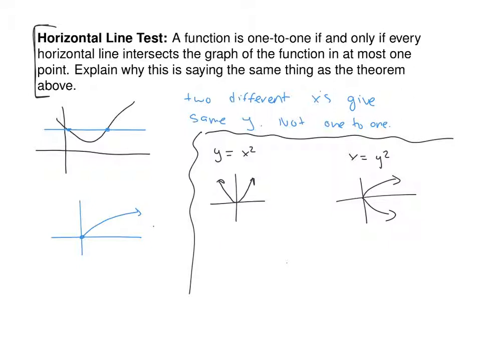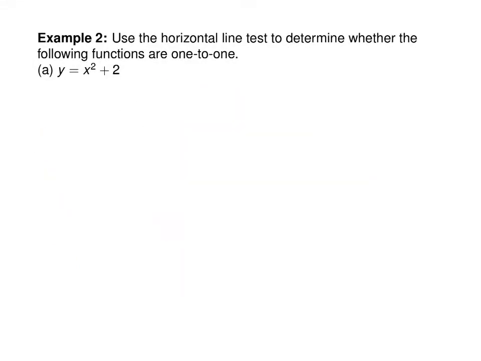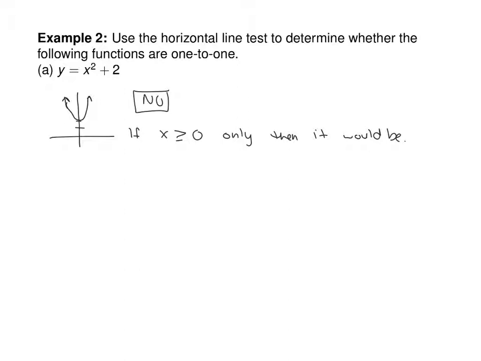All right. So, super fast, use the horizontal line test and tell me whether the following functions are one-to-one. I want a rough little sketch of what you've done, just a little bitty one. I'm not going to grade perfection, but this is a parabola shifted up 2. Okay, so is this one-to-one, yes or no? No. Does it make sense that if you had x's bigger than or equal to 0 only, then it would be? Does that make sense?